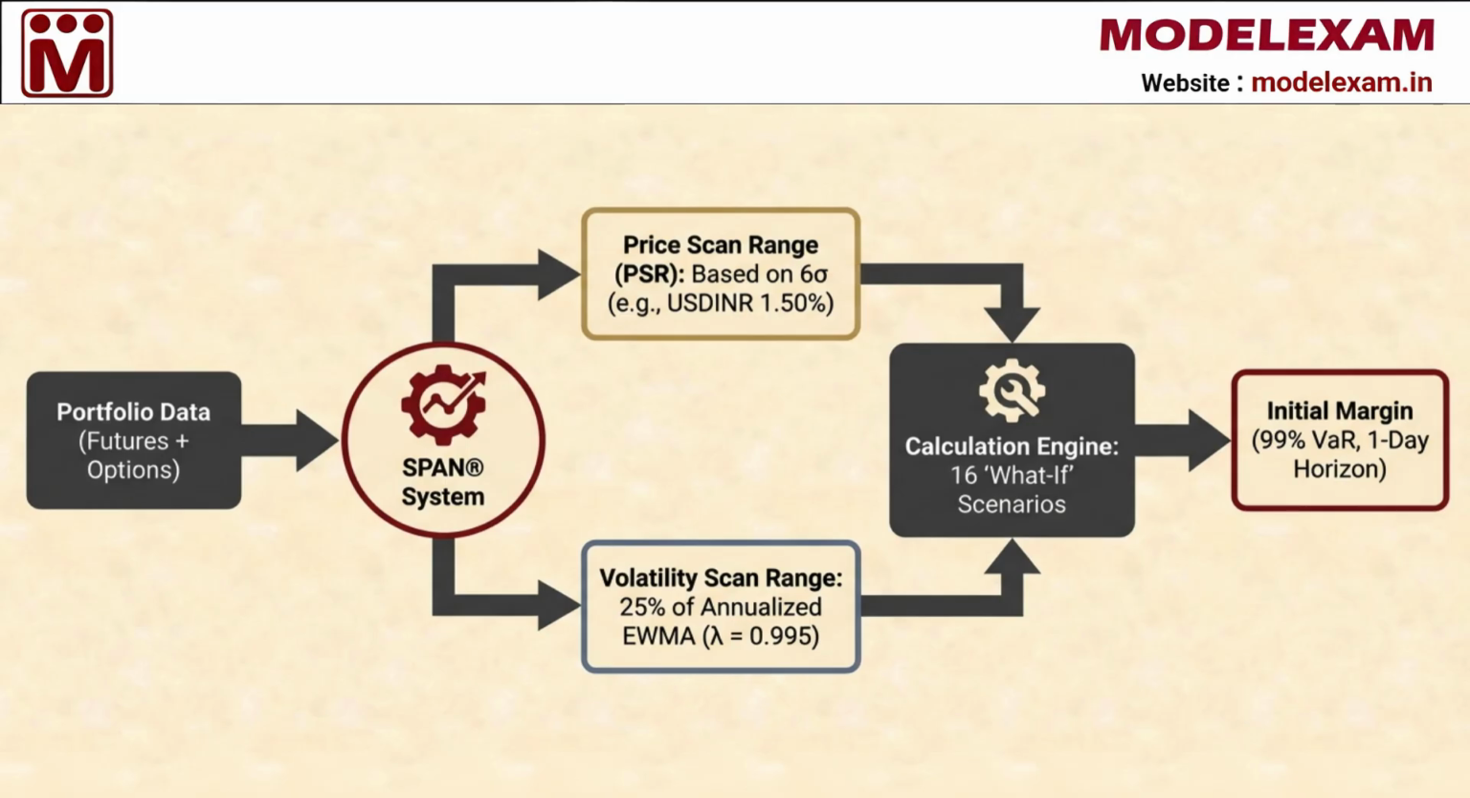Now that we understand the basic principles, let's see how the SPAN system calculates the initial margin. This system takes all of your futures and options and looks at a worst case scenario using 16 different what-if situations. It looks at the price scan range, like 1.50% for the USD INR pair, and the volatility scan range based on a specialized calculation called EWMA. All of this is done to cover the risk with 99% confidence over a one-day horizon, also known as VAR.